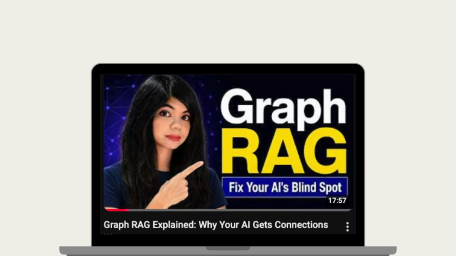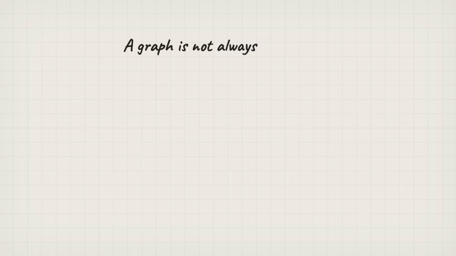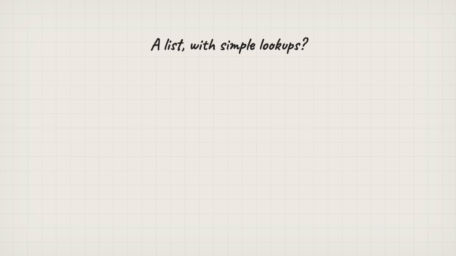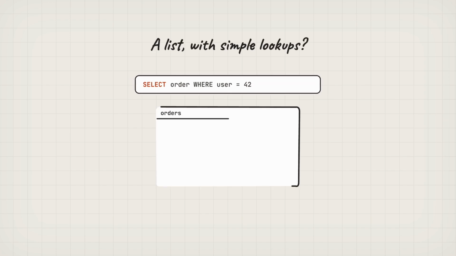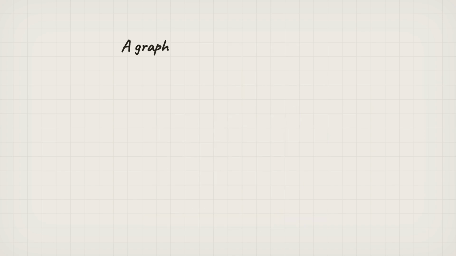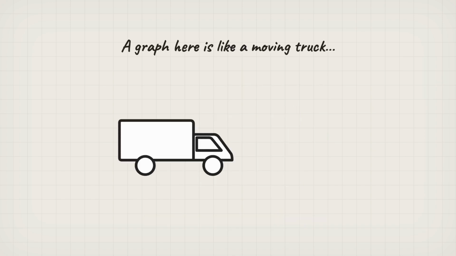So here is something I really want you to remember. A graph is not always the answer, and reaching for one when you don't need it just makes your life harder. If your data is basically a list and your questions are simple lookups, like give me this user's order, a normal database is the right tool. Cleaner, cheaper, everyone on your team already knows it. Dropping a graph on that is like renting a movie truck to carry one bag.